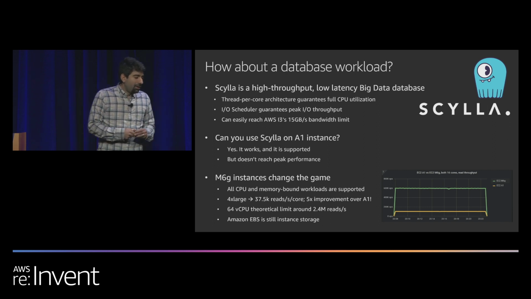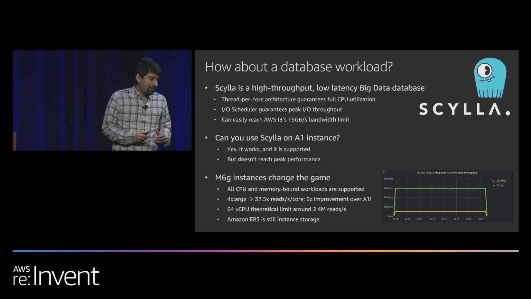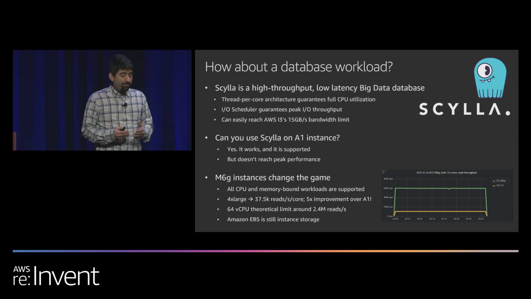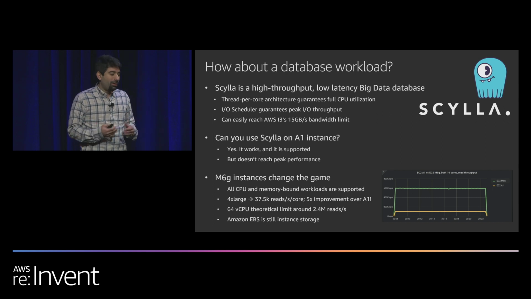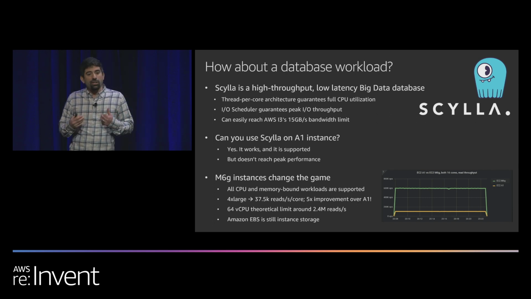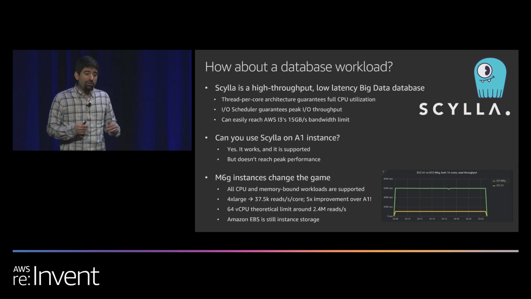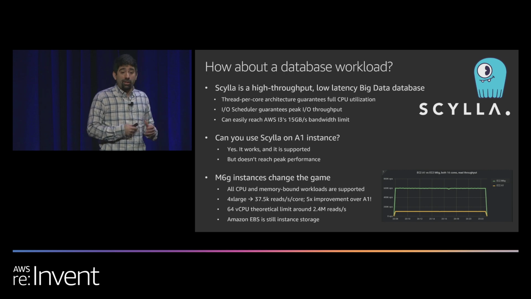That's nice. It works, but on an A1, it doesn't perform like we think it needs to be really successful. And in their words, M6G changed the game. When they started running on the M6G, they found 5 times more performance than they were getting on A1. That's almost 38K reads per second per CPU. Or at 64 vCPUs, about 2.4 million reads per second they were getting out of memory. But from a storage point of view, they were still limited by the IOPS they could get on EBS.